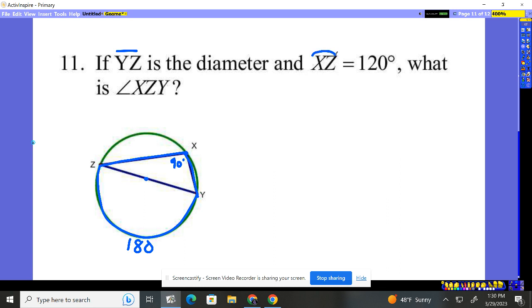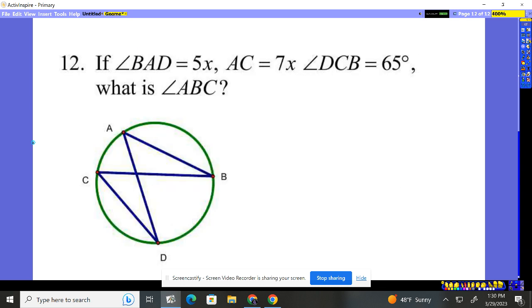It gives me arc XZ is 120. Giving me that, if it's 120, here's the inscribed angle to 120, it's got to be 60. And then the triangle makes that 30. And of course, then that's got to be 60 because it's double whatever the inscribed angle is. What does it ask me? X to Z to Y. 30 degrees is my answer for number 11.